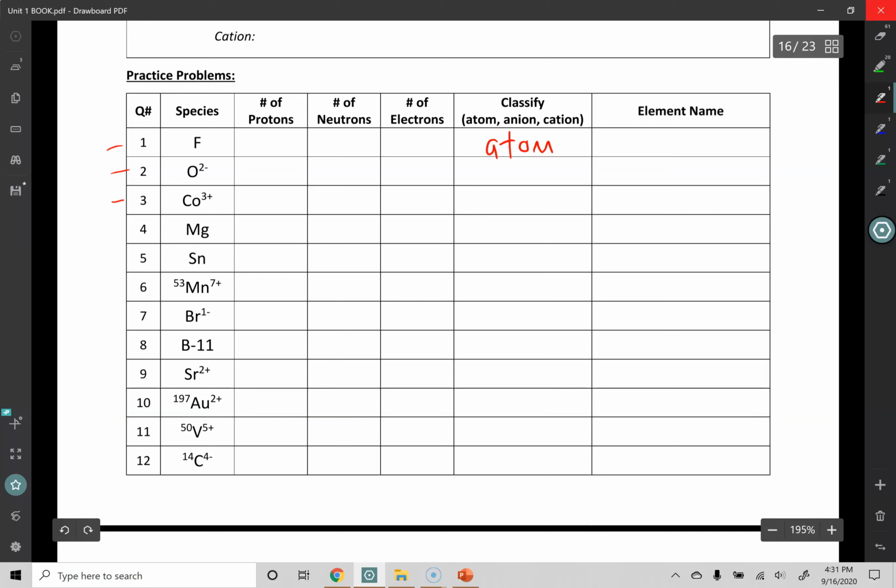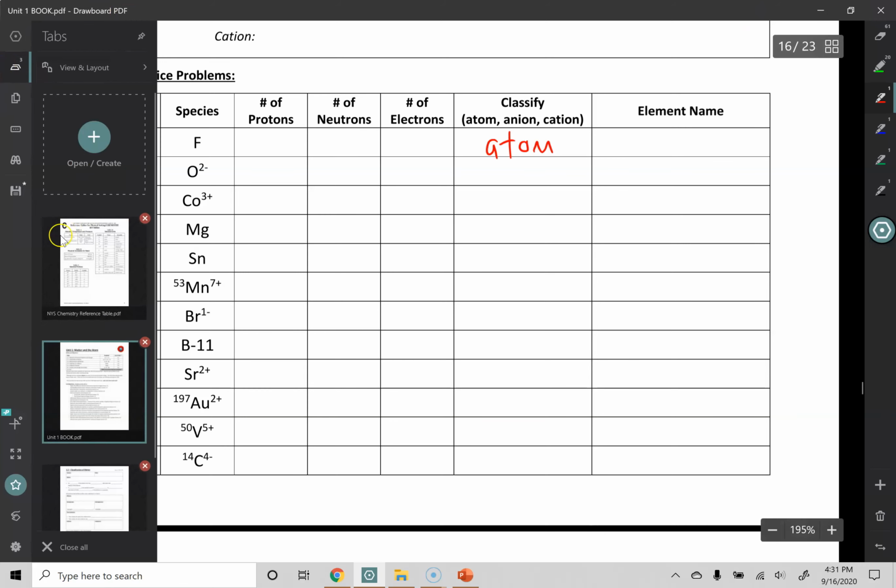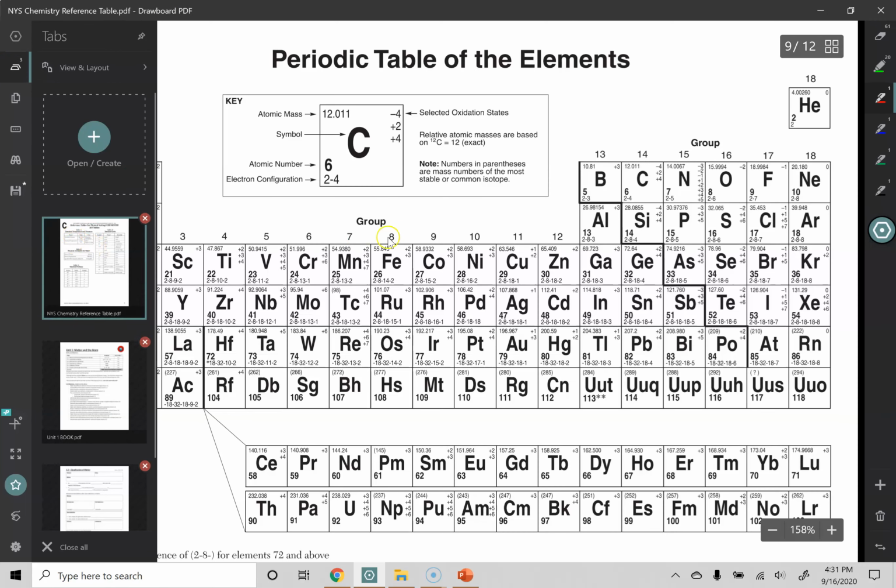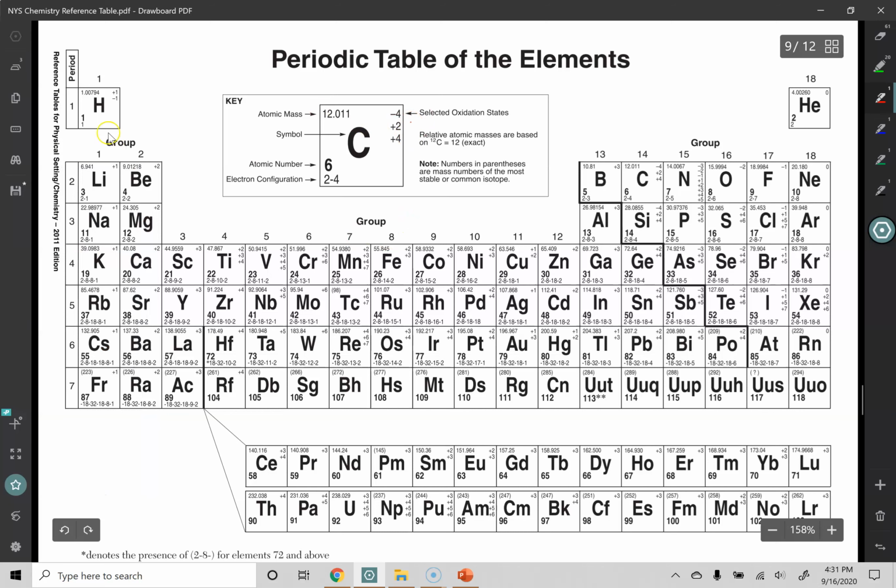If you use your periodic table, you can look up the name of the element. So I'm just going to switch over to my periodic table real quick. I'm going to find F on the periodic table, and for a lot of you this will be the hardest part of it, just hunting down the elements. Here it is. And you can see there's no name in the box.